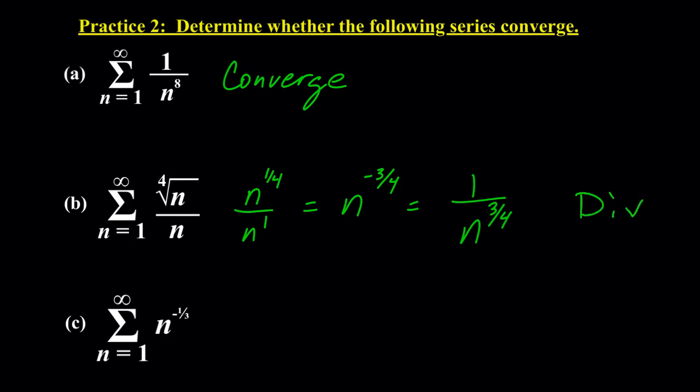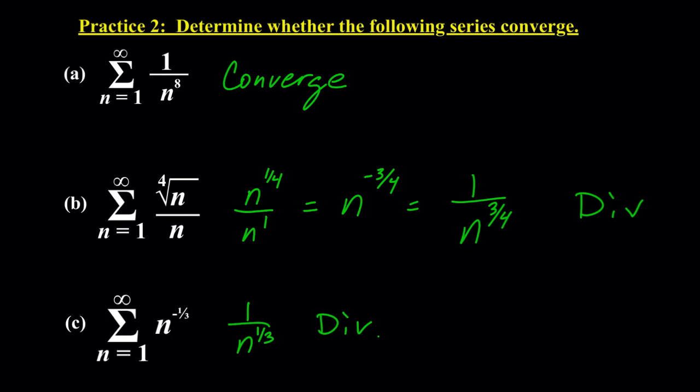All right, and then the last one, this is the same thing as saying 1 over n to the 1/3 power. In this case, your p-value is smaller than 1, which means this will not converge, this will diverge.